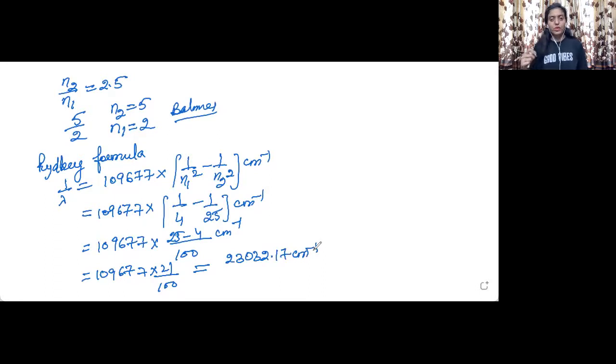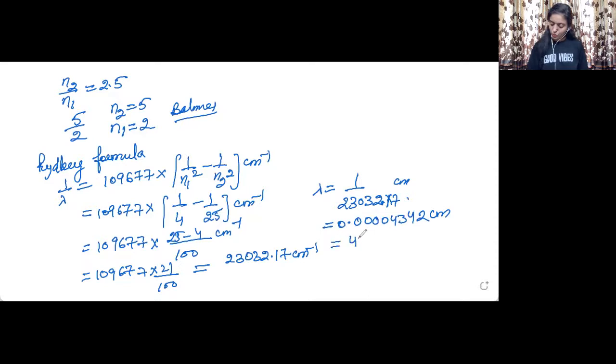Now we need lambda. This is 1 upon lambda. We have got the value for 1 upon lambda, now we need lambda. So lambda will be equal to 1 upon 23032.17 per centimeter, so it will become in centimeters. So 1 divided by 23032.17 is coming out to be equal to 0.0000434 centimeter. So it is the wavelength.